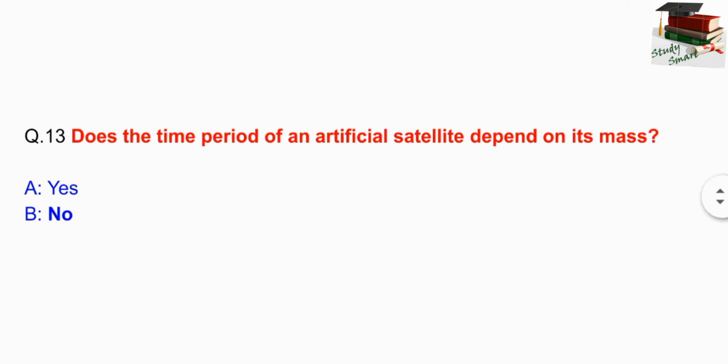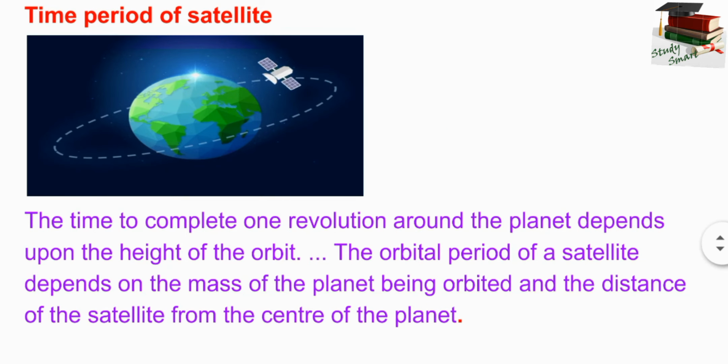Next question, does the time period of an artificial satellite depend on its mass? Right answer, no. Now see about the time period of a satellite. The time to complete one revolution around the planet depends upon the height of the orbit. The orbital period of a satellite depends on the mass of the planet being orbited and the distance of the satellite from the center of the planet.